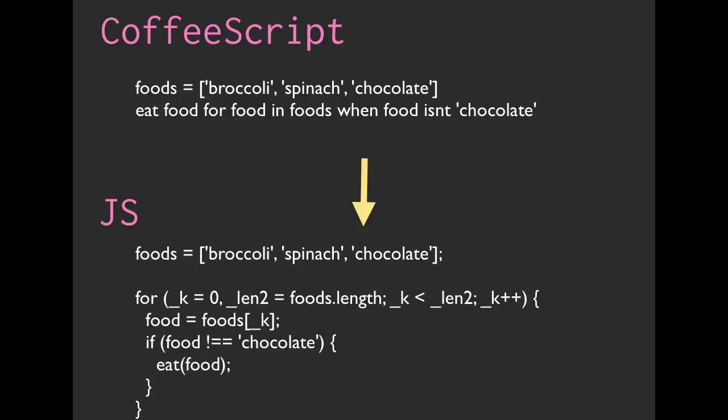So we've got an array of foods, and then we are going to say eat food for food in foods where food isn't chocolate. And the result of that is that it's actually going to compile or generate some JavaScript that looks kind of like this. Here we have an array, so the array is not too terribly different. But then we have our loop, and it's quite a bit more verbose, quite a bit more curly brackets, and I personally prefer the syntax of CoffeeScript over JavaScript.